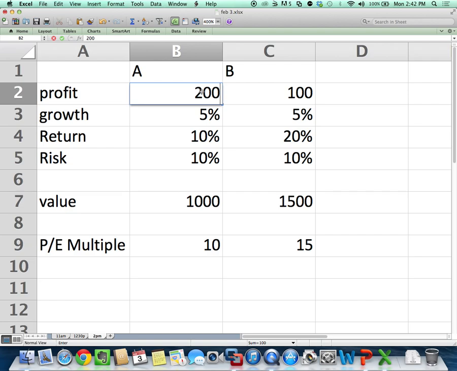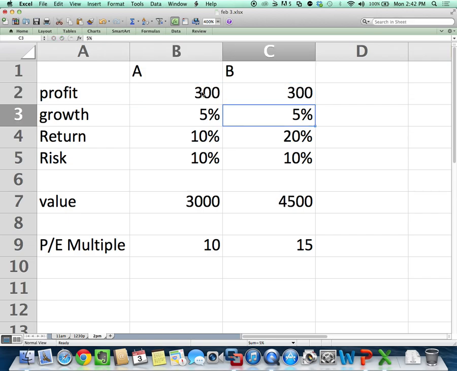Right now, they're at 10 times earnings. When they start doubling their initial profit, initial cash flow, all right. Same with business B. Triple. Triple. Everybody see that? So I'm going to ask the answer to the question. What drives multiples? Profit doesn't drive multiples. Growth and risk. These are the drivers of multiples.